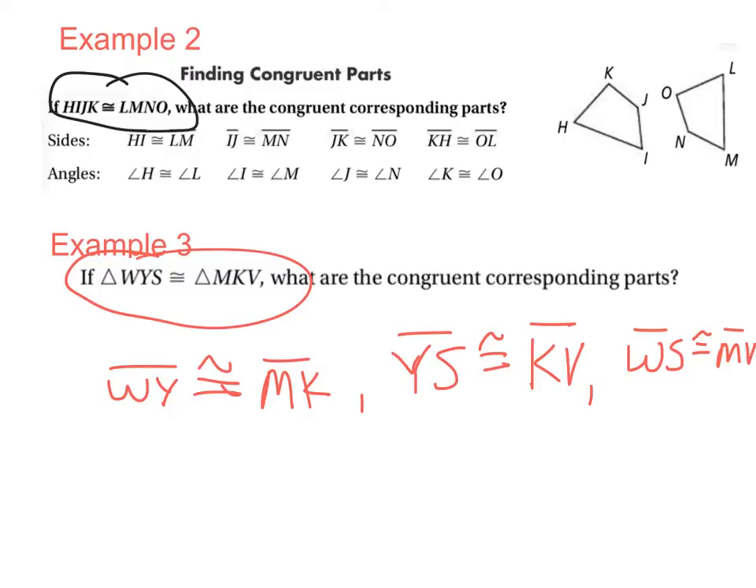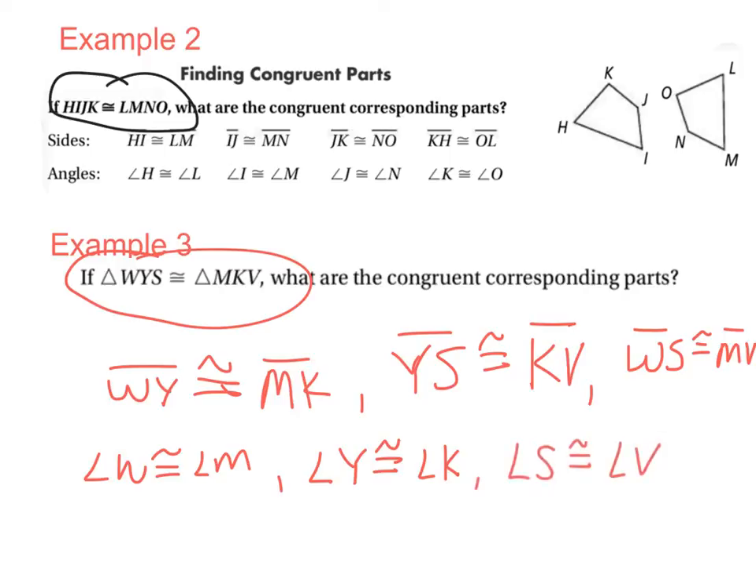Let's go ahead and do our angles. So we've got angle W is congruent to angle M, and angle Y is congruent to angle K, and last, angle S is congruent to angle V. So that pretty much wraps up the information we need from Chapter 4 at this point. And now we're going to go on to Chapter 9.